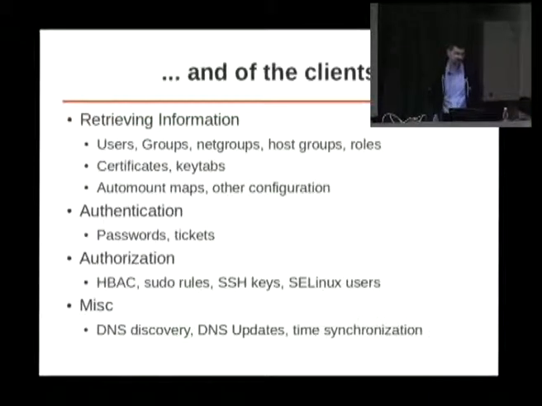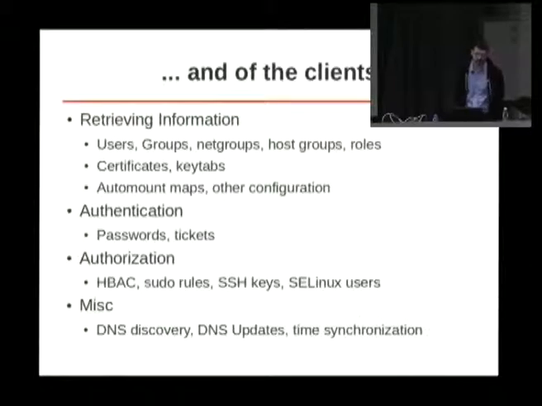Authorization is totally done on the client generally. Host-based access control is done on the client. Sudo rules are applied on the client, even though you might keep this information centrally, it is the responsibility of the client to apply these rules. SSH keys are generally held on the client, and SELinux users make sense only on the specific client so far.